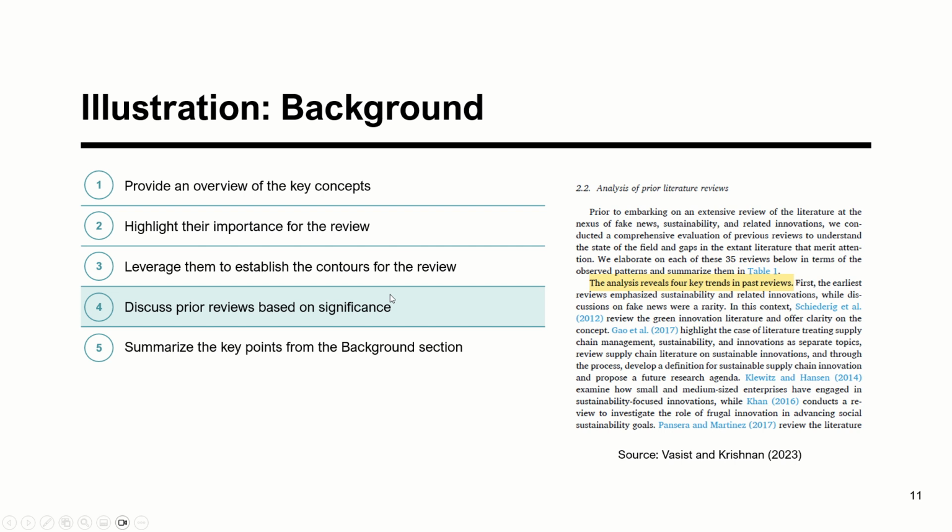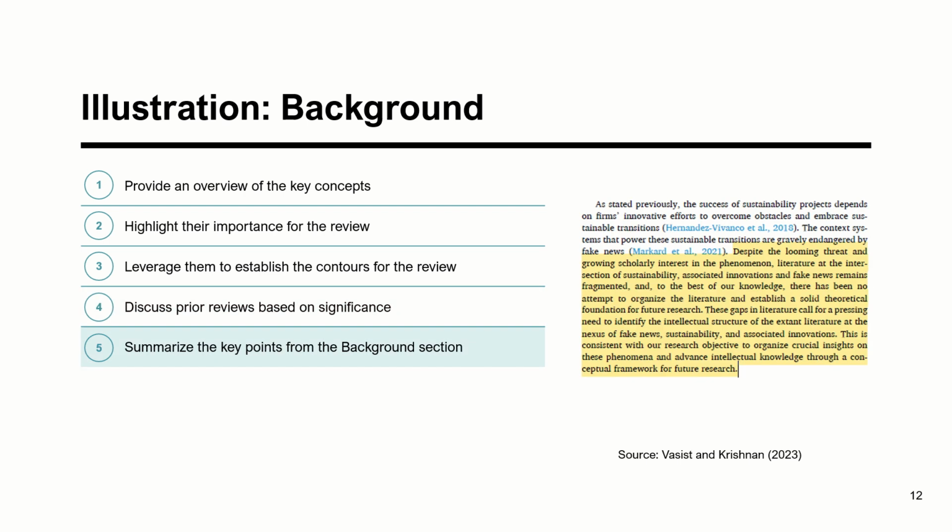Most important is to call out any prior reviews and highlight any trends and gaps that you found within the literature. If you look at this, there is a section dedicated within this paper on analyzing prior reviews, and the authors go about highlighting key trends in the past reviews. That sets the stage for the current review.